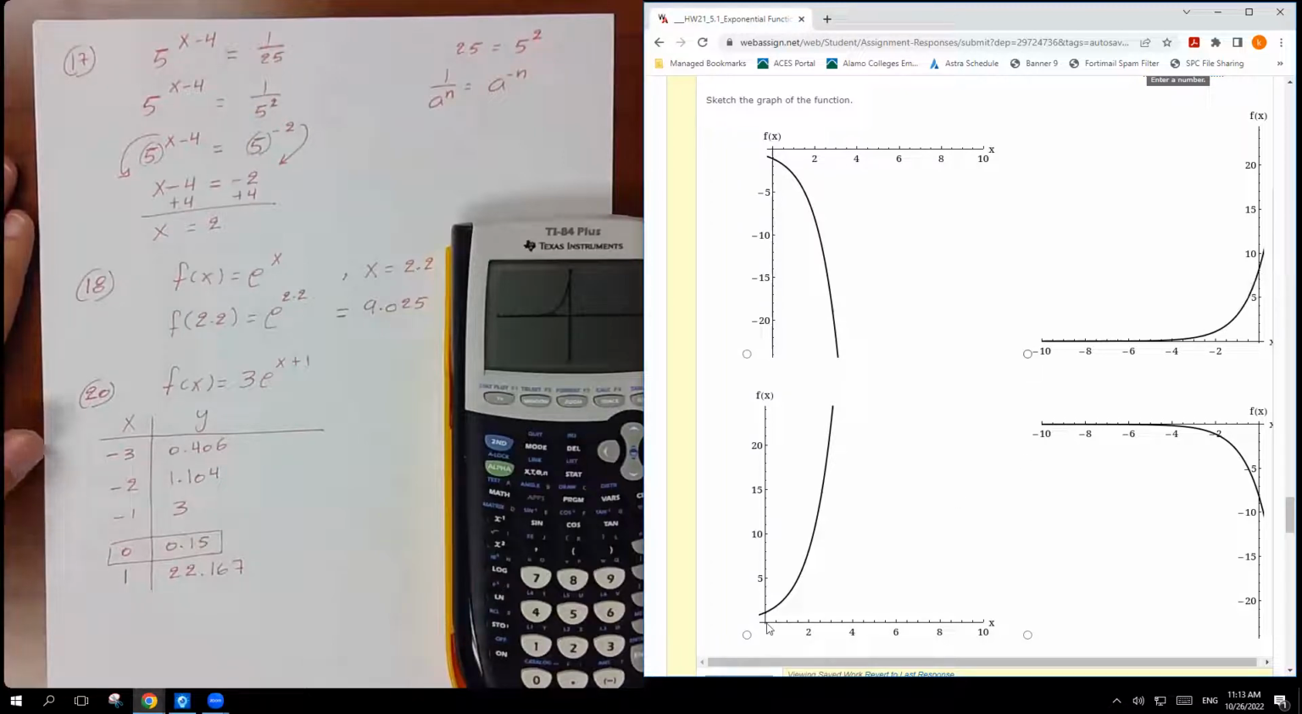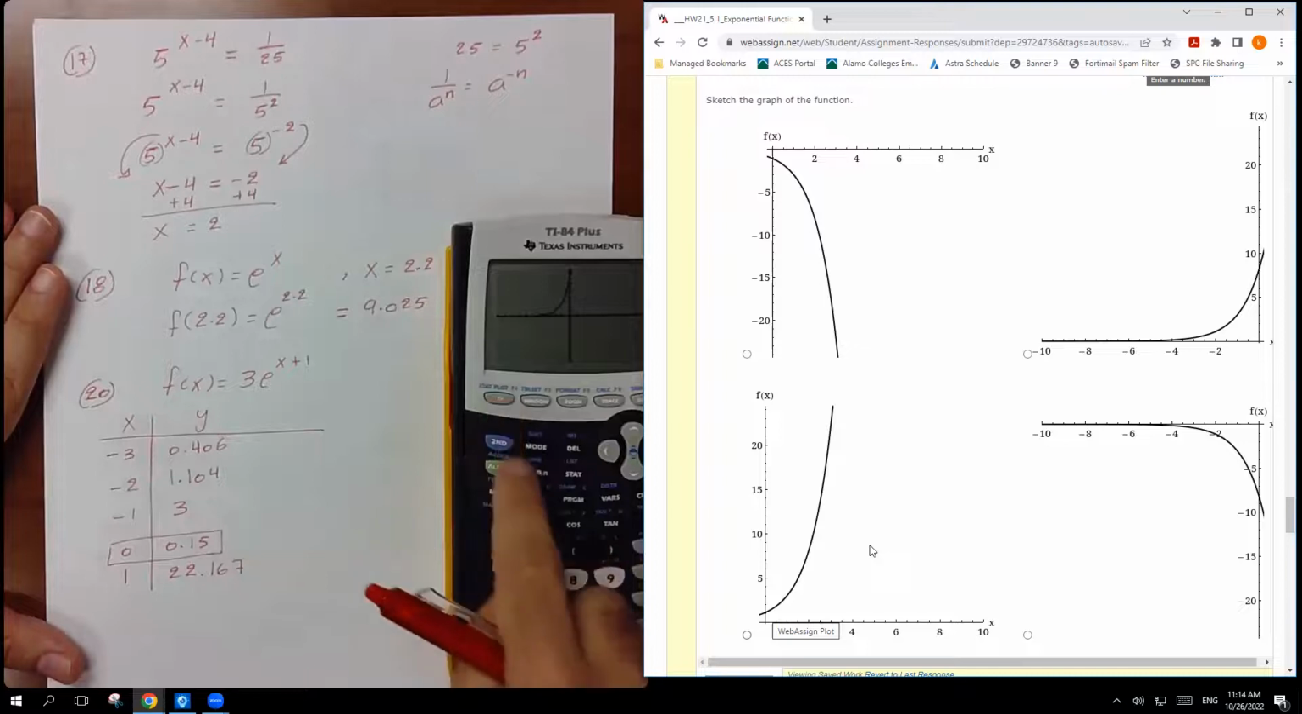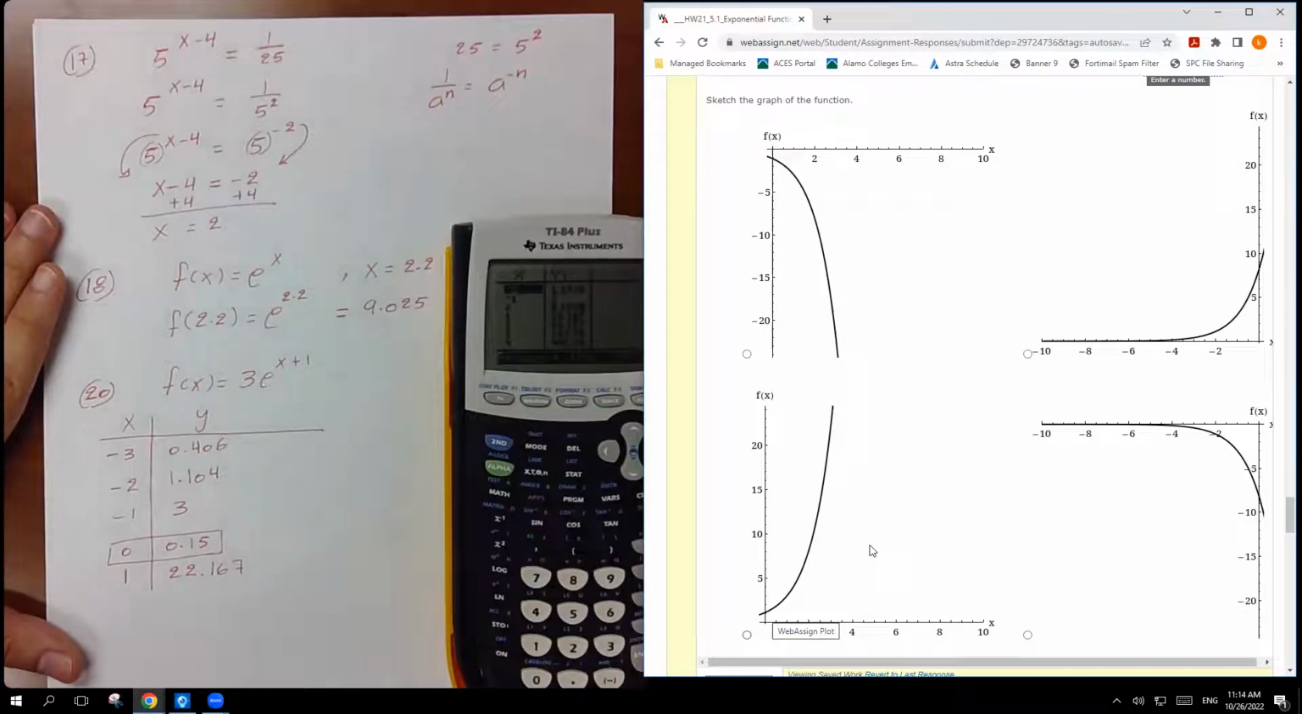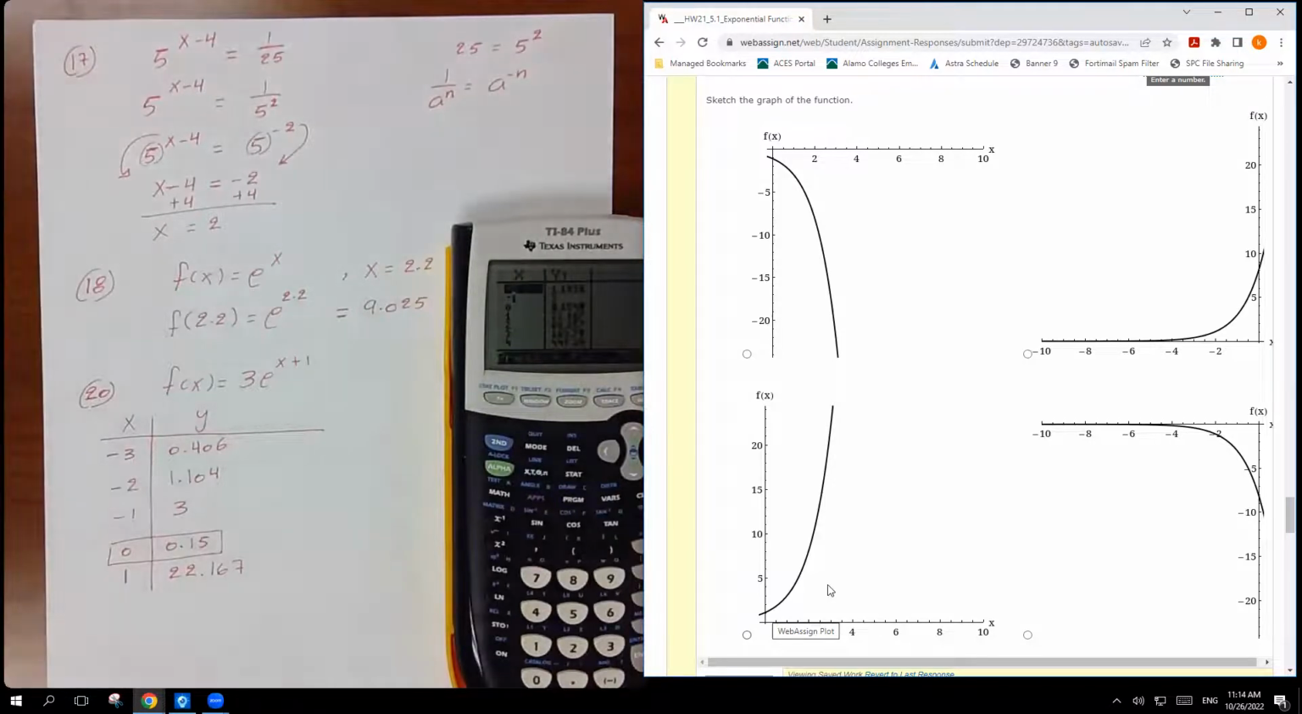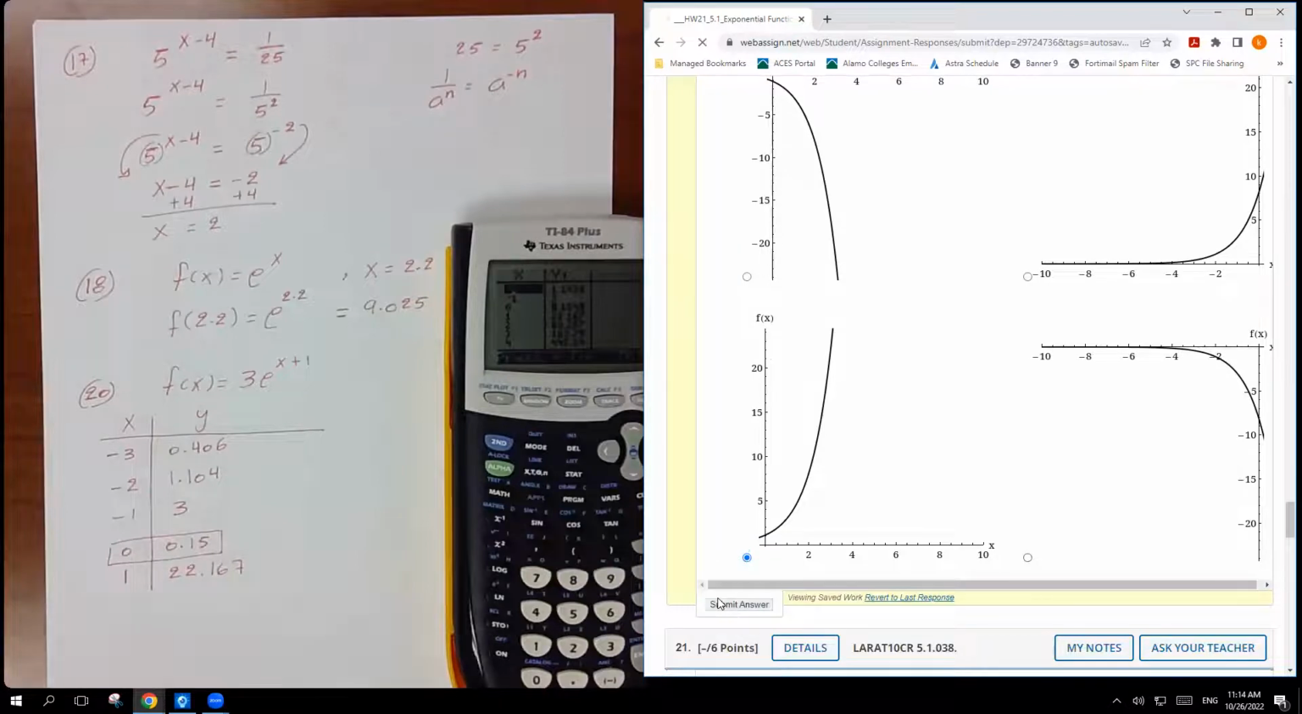So this is wrong. But here, the y-intercept is 0.15. You can't tell because this is 5, 1, 2, 3, 4. No, because the scale here does not go by 1. If you check the table, 0.15. This is the x-intercept. So we're just going to choose this one as the right graph, and that's it for this example.